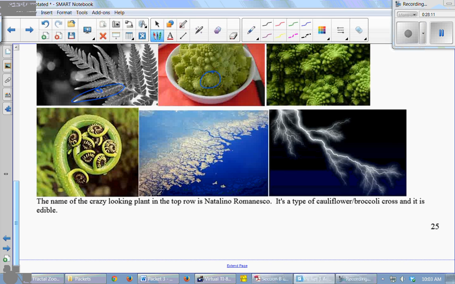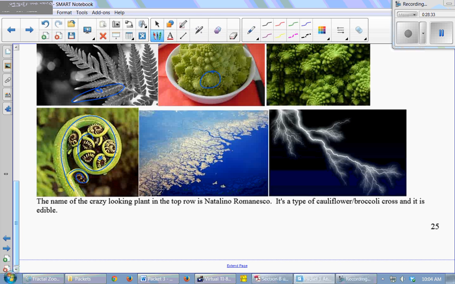This is a fiddlehead fern. These grow in the wild and are edible, right? So you can see that the whole fern is this big spiral, right? But then it has these little tiny spirals on it that are miniature versions of the whole. And within those are little tiny spirals that are miniature versions of the whole.